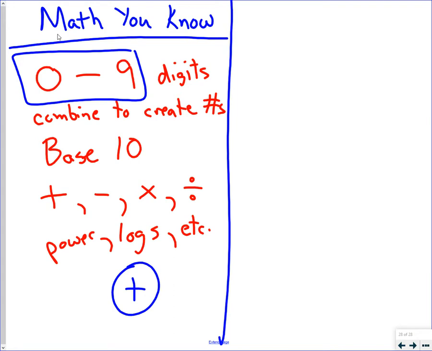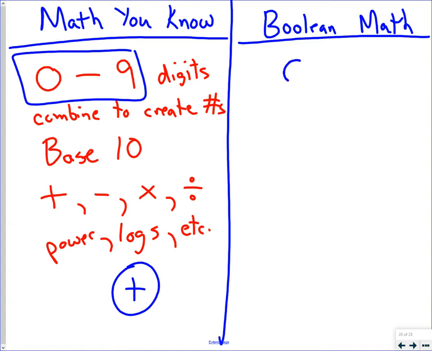All right, now, let's talk Boolean math. What do we need for digits? Right, we just need the two. 0 and 1. Okay, that's going to be easier. And here's where it gets slightly different. We don't even need addition. For Boolean, just like the question game, we're going to use 3 different basic math operations.